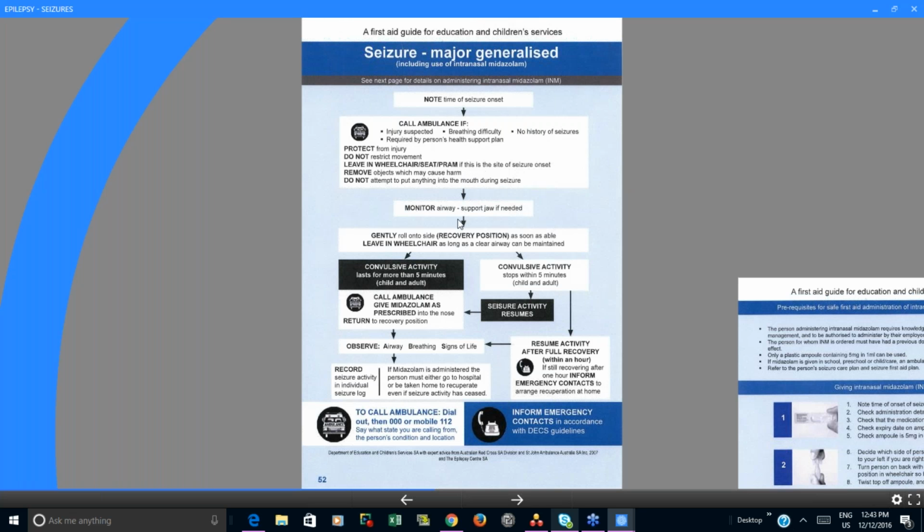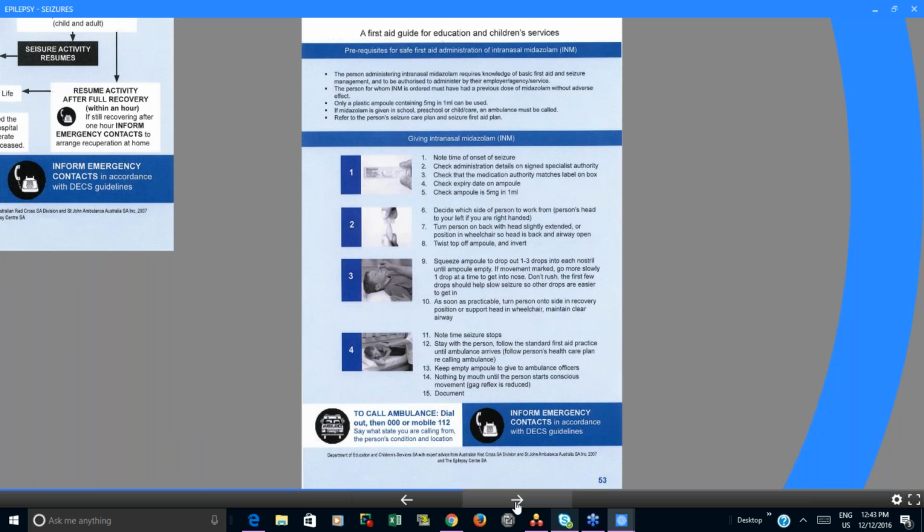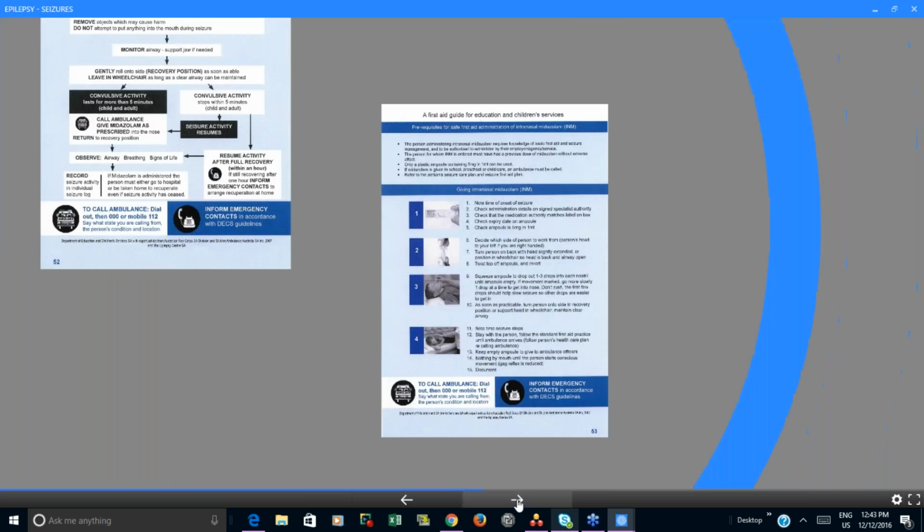So if you're looking through those, it's monitoring their airway to ensure that they can breathe and gently rolling onto their side in terms of a recovery position as soon as possible. If they are in a wheelchair, you leave them in the wheelchair as long as you can maintain a clear airway. So I'll leave those handouts for you to have a look at and go through. This one gives some information around giving intranasal midazolam, which we'll look at further on in the webinar, depending on whether that's been prescribed for the person that you're supporting.